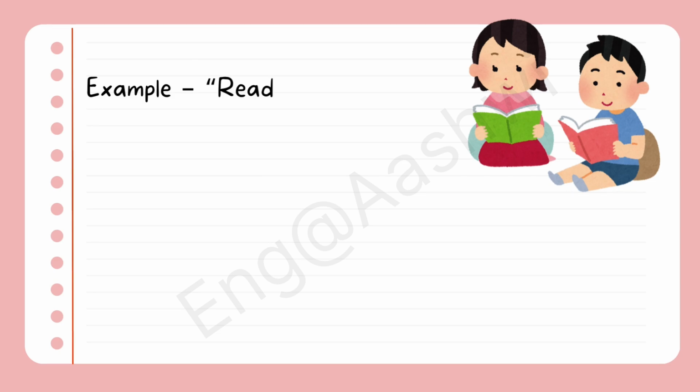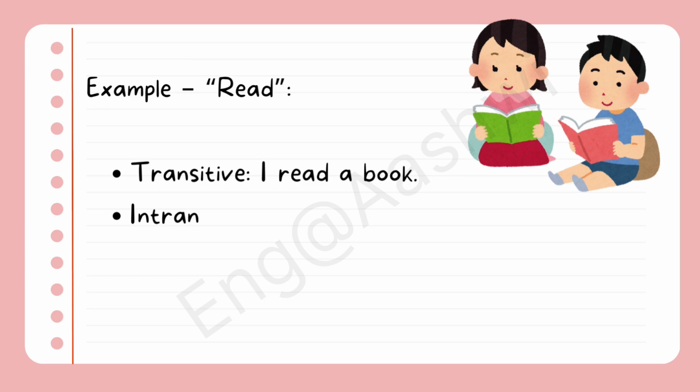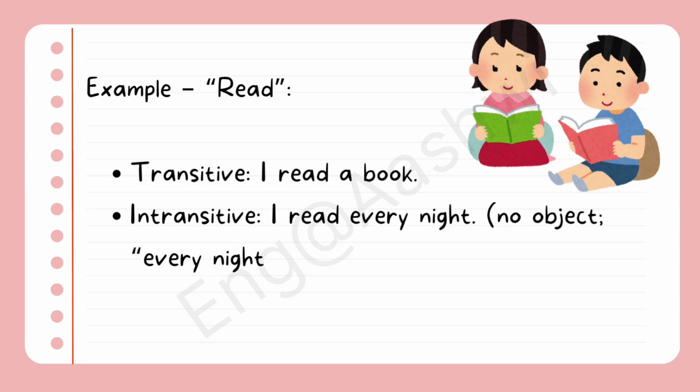Let's understand it with another verb, read. For this, transitive is: I read a book. So what did you read? A book. Intransitive: I read every night. So here we don't require any object because the sentence itself is a complete sentence. No object is needed. So here we have not added any object, so it is intransitive.